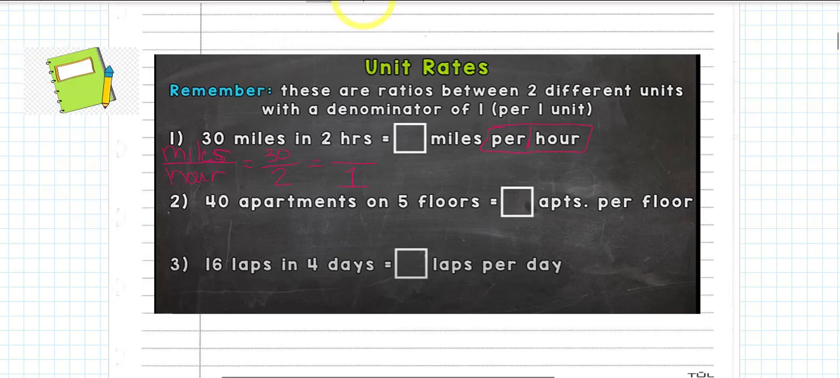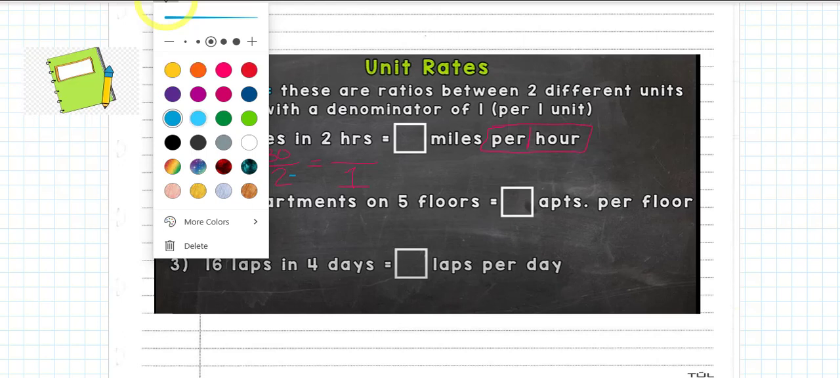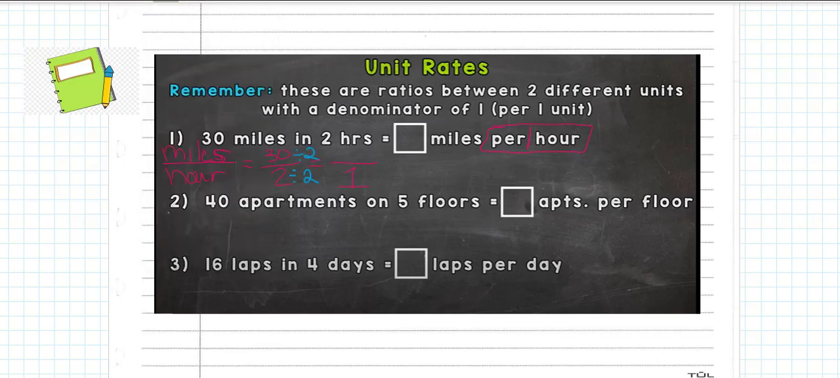So I'm going to take the denominator and divide the entire fraction by the denominator. 30 divided by 2 would give me 15. And we're going to end with words. We know that this is 15 miles, because the numerator is miles, and the denominator, we're talking about hour. So we would read this as 15 miles per hour.